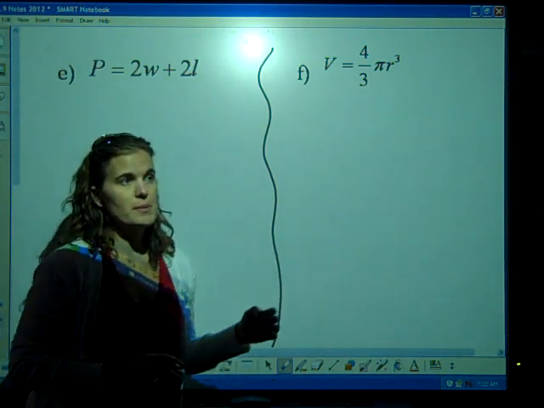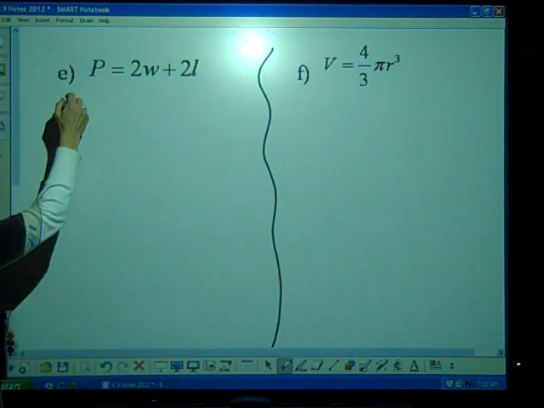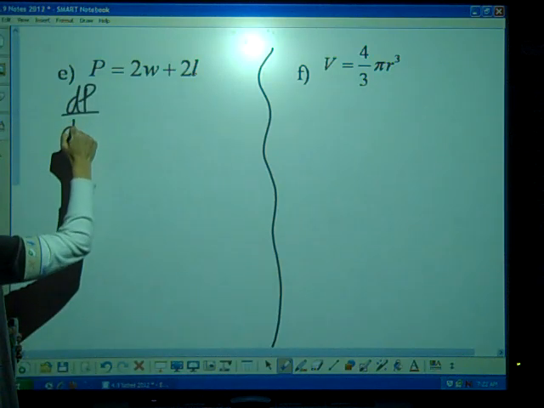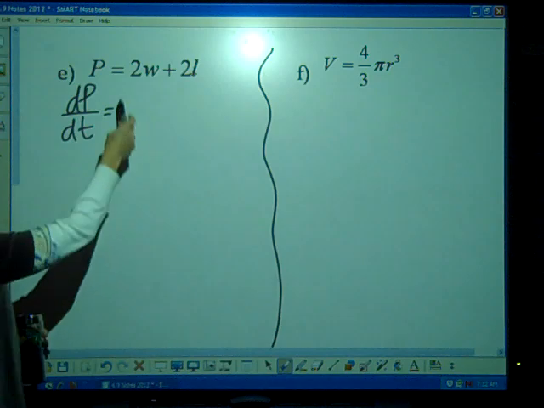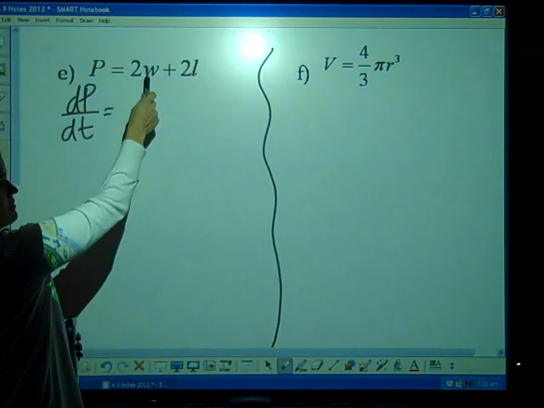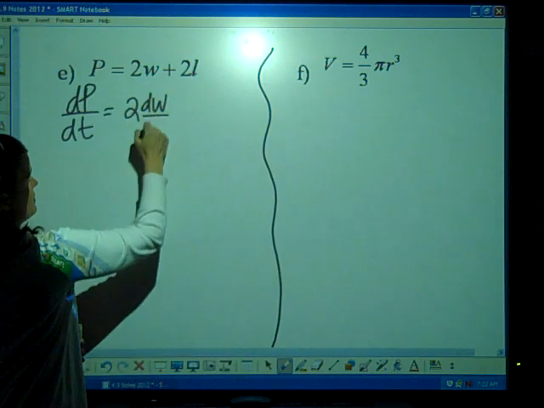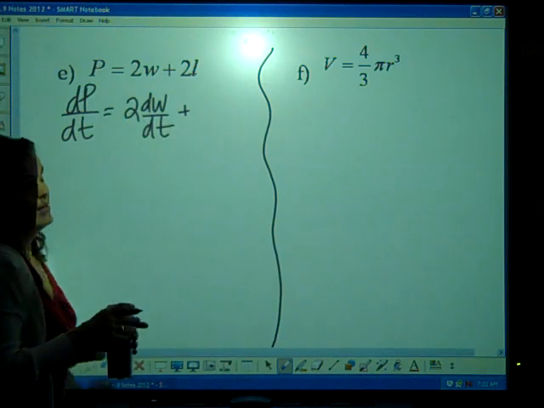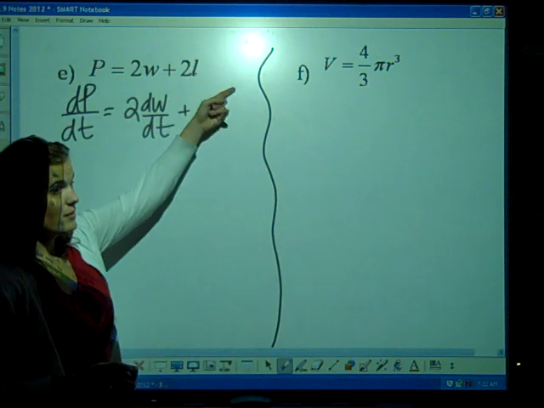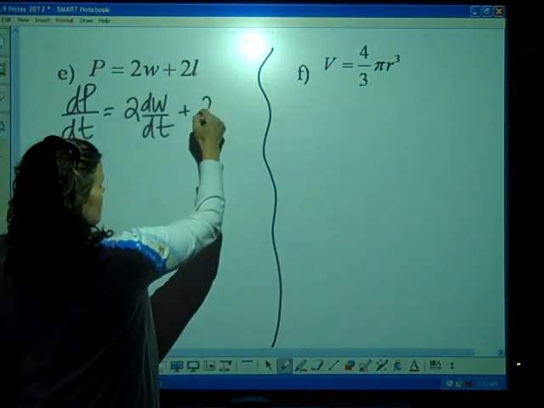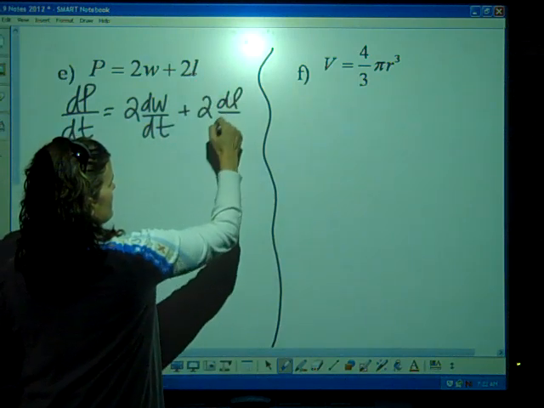So we're going to take the derivative with respect to time. So the derivative of p with respect to time would be dp dt. The derivative of 2 times something will just be 2 times the derivative of that something. So dw dt. And then same thing over here, the derivative of 2 times something would just be 2 times the derivative of that something. So times dl dt.